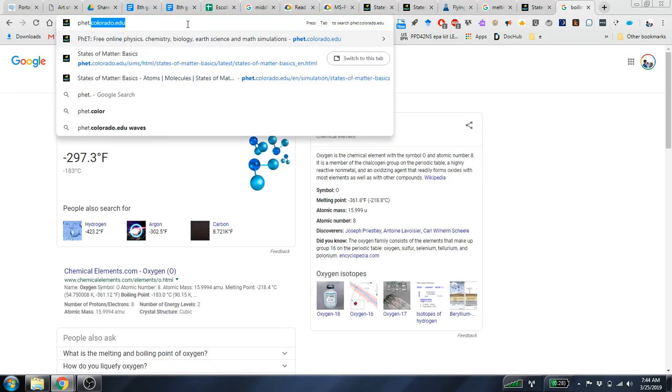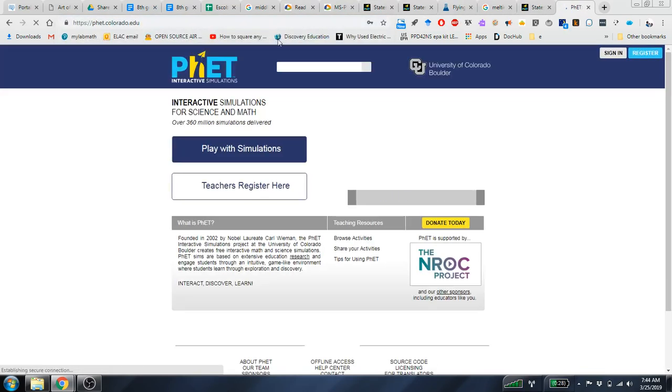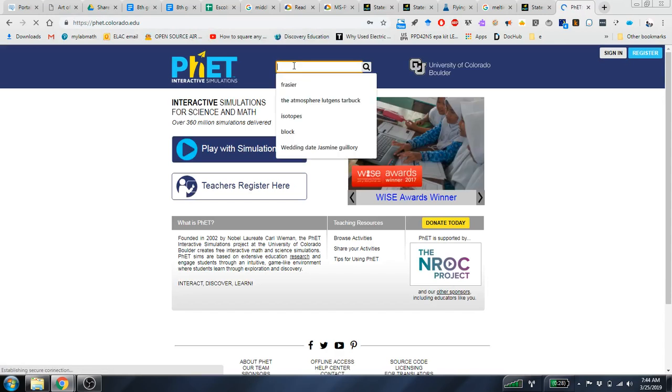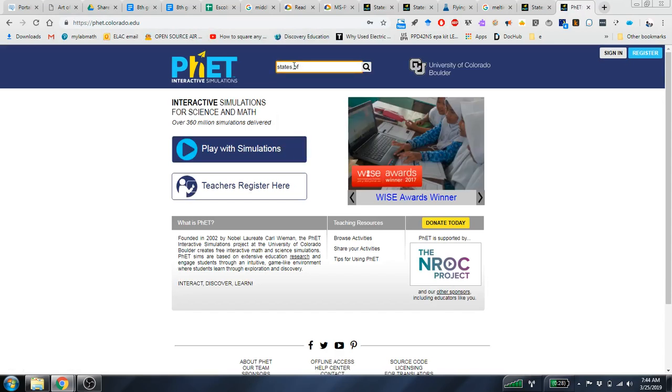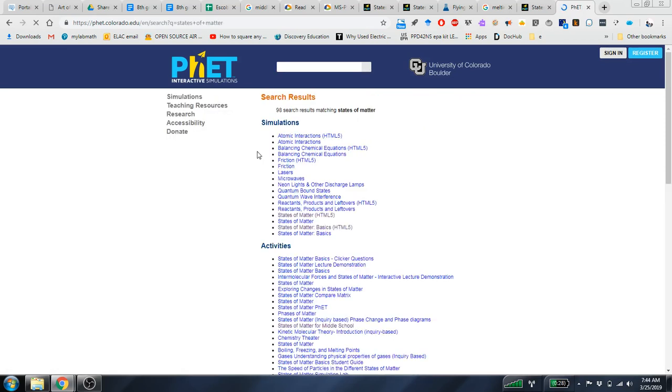It's phet.colorado.edu, and then they have to search here for the States of Matter game or simulation. I could also find it by clicking on Play with Simulations, but I think it's just faster to type States of Matter there. The one we're looking for is Basics HTML5.